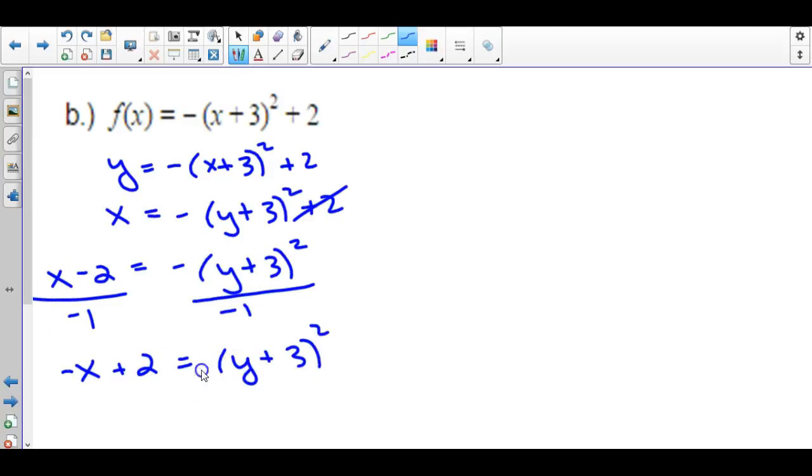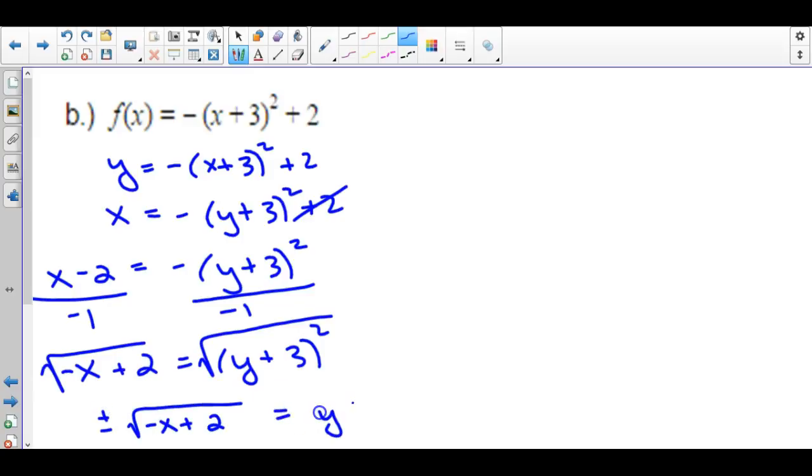And now I have my square root, which is going to cancel out my square. So what I have is plus minus the square root of negative x plus 2, which is equal to y plus 3. So now I got the y almost by itself. My last step is to subtract the 3 on both sides. So y is equal to plus minus the square root of negative x plus 2, and then minus 3.